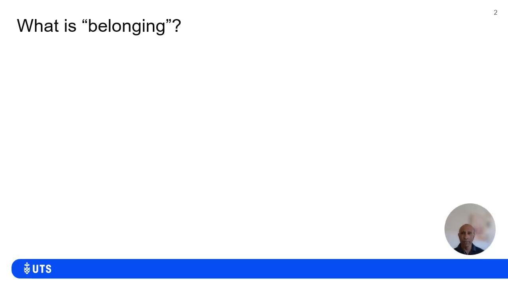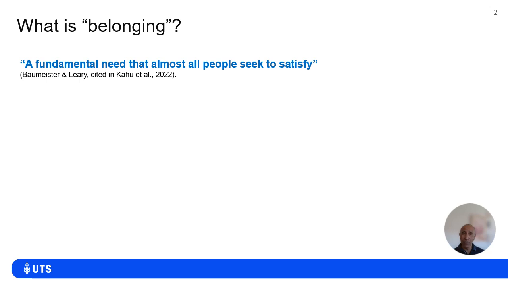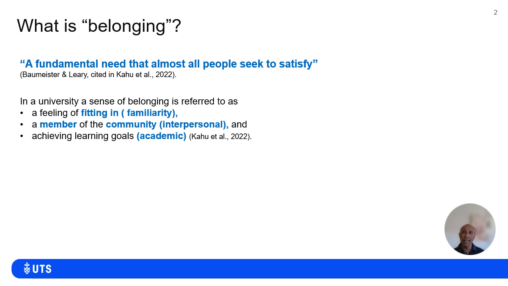What is belonging? Belonging is a trait. It's a psychological need. It is multifaceted and it manifests differently across different environments at different times. A sense of belonging in a tertiary environment relates to familiarity with the learning environment itself, where a student learns, and the ability to interact with people and peers, contributing to interpersonal belonging, and in pursuit of academic results, academic belonging, as provided in a study by Cohort et al.